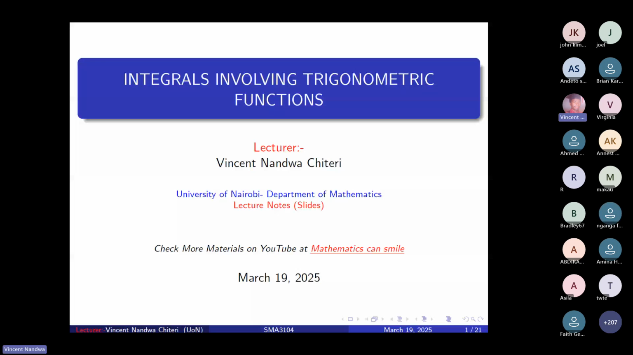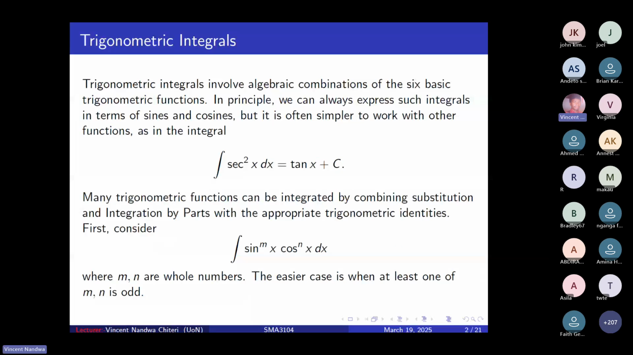So trigonometric integrals involve the combination of the 6 basic trigonometric functions. So we have the sine function, the cosine function, the tan function, the secant function, the cosecant function, and the cotangent function. In this lesson, we'll be discussing integrals involving any of these 6 basic trigonometric functions.